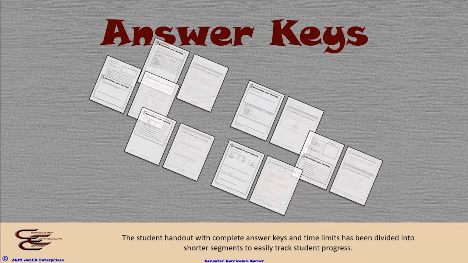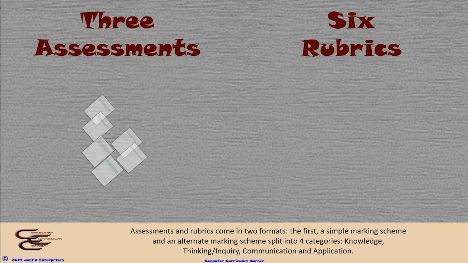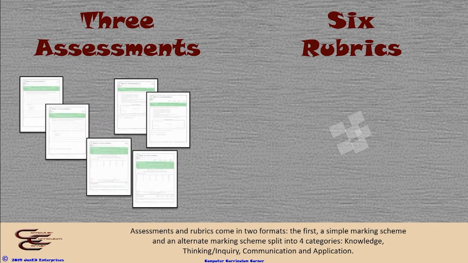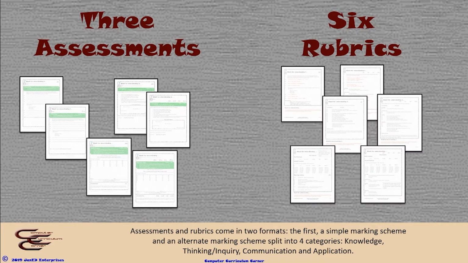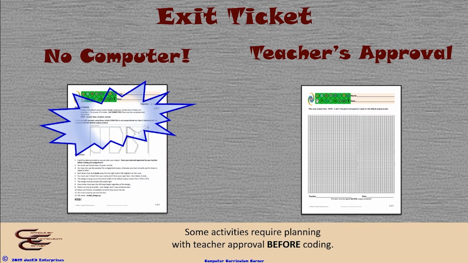The student handouts with complete answer keys and time limits have been divided into shorter segments to easily track student progress. Assessments and rubrics come in two formats. The first, a simple marking scheme, and an alternate marking scheme split into four categories: knowledge, thinking and inquiry, communication, and application. Some activities require off-computer planning with teacher approval.